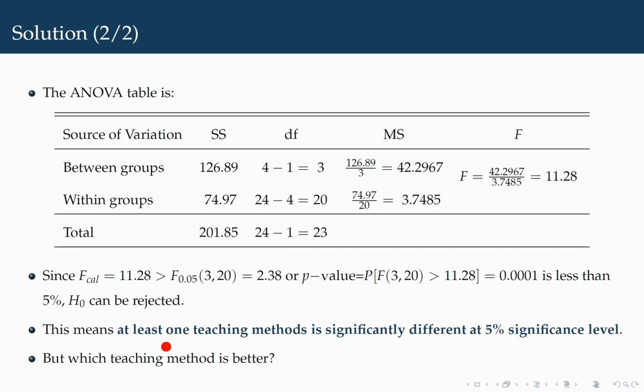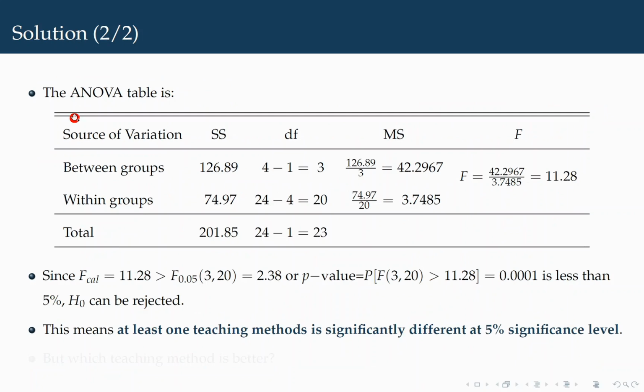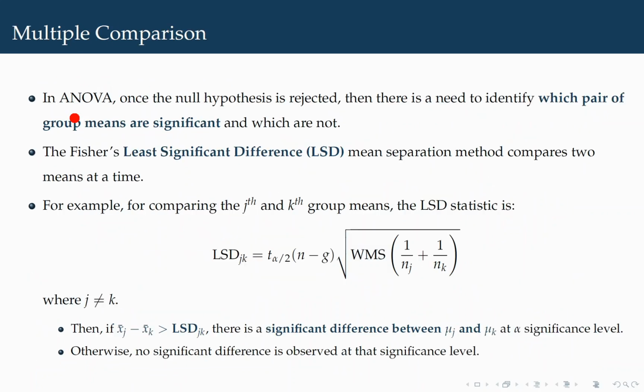So once the null hypothesis H0 is rejected in analysis of variance, next we need to identify which pairs of group means are significant and which are not. Because there could be at least one teaching method better, there could be two better, three better, or even all the four may be different. Or there could be one bad, two teaching methods which are bad, three bad; in general, all the teaching methods may have different effectiveness.